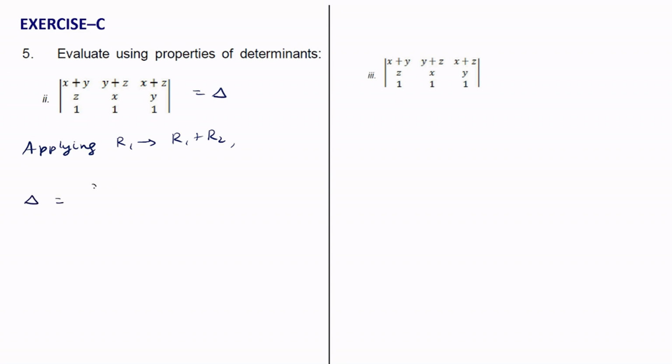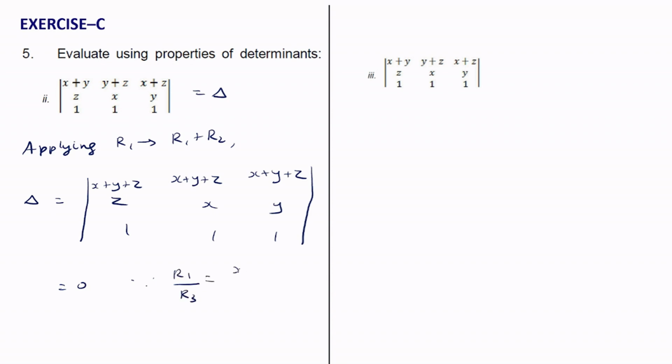So delta becomes x plus y plus z. Then y plus z plus x, we can write it as x plus y plus z. Then x plus z plus y, we can write it as x plus y plus z. Then z, x, y, 1, 1, 1. Again, this is equal to 0 since R1 and R3 are in the ratio x plus y plus z is to 1. So the value of this determinant is also equal to 0. The third one is the same.